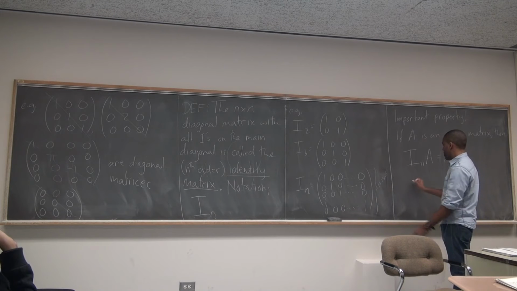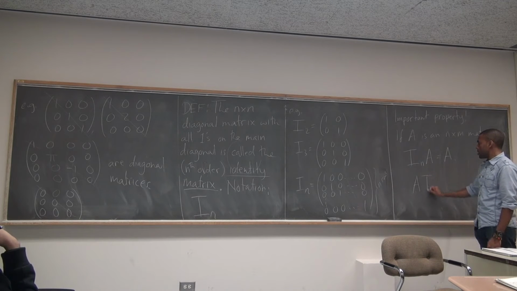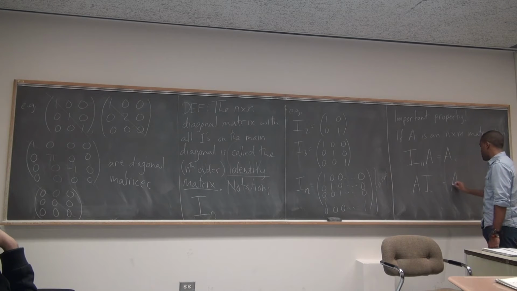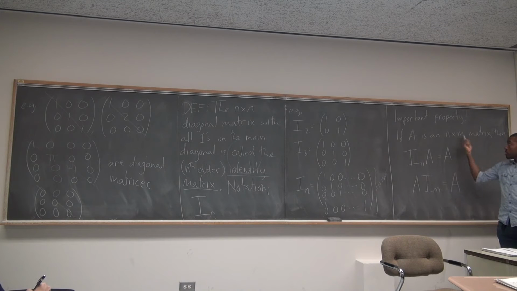I'm not going to do it, but that's multiplication on the left. Remember, multiplication is not commutative. If I put my I on the right side, what size I does it have to be to work? M. Remember, when you're multiplying, the number of columns of the matrix on the left must equal the number of rows of the matrix on the right. The number of columns in A is m, so it must equal the number of rows here. That's why it's In on this side and Im on that side. So an example.